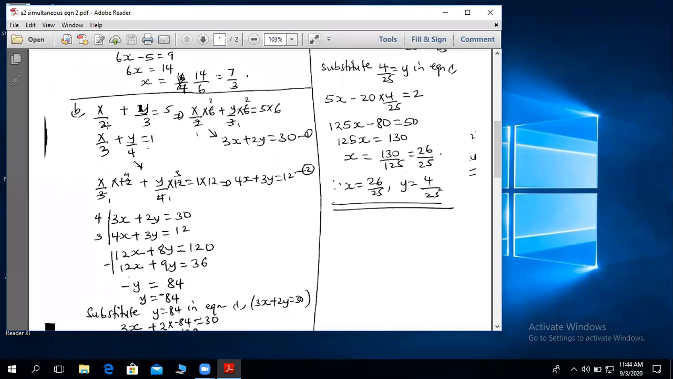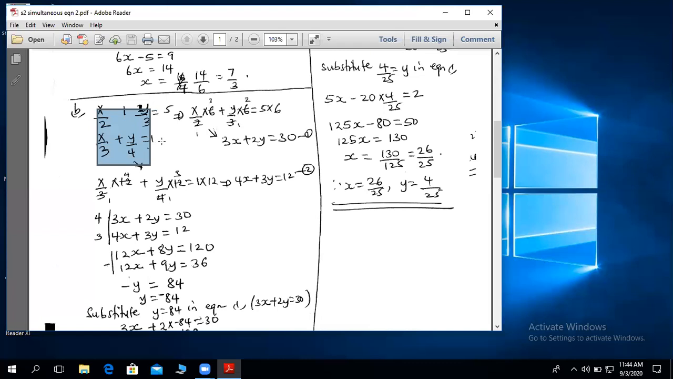Part B, we have x over 2 plus y over 3 equal to 5. This was equation 1. Then the other equation is x over 3 plus y over 4 equal to 1. So these were the two equations that we had.